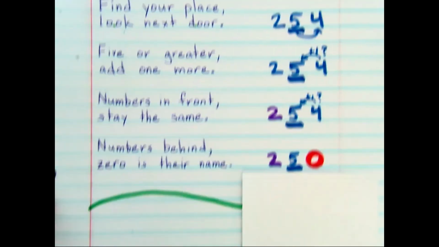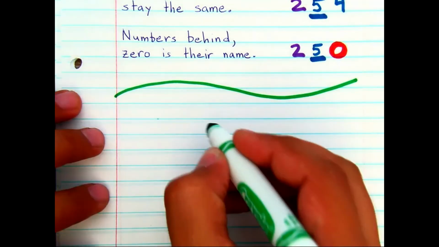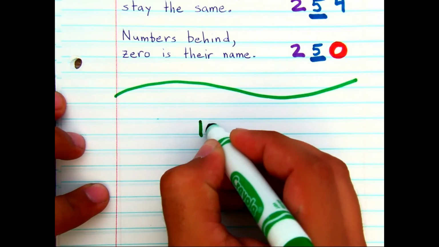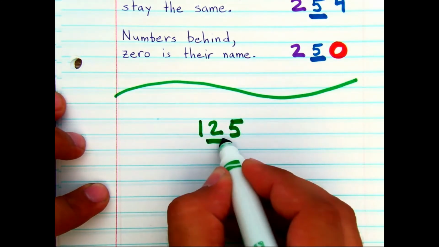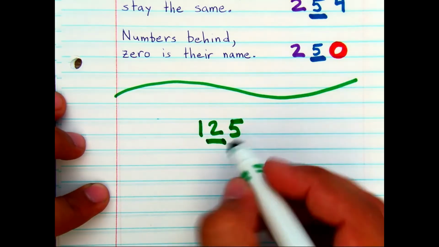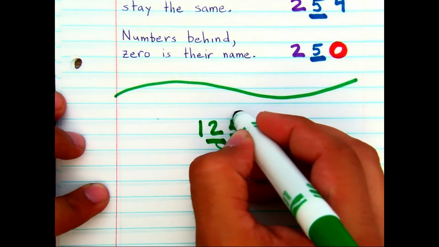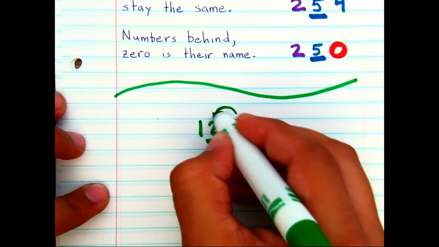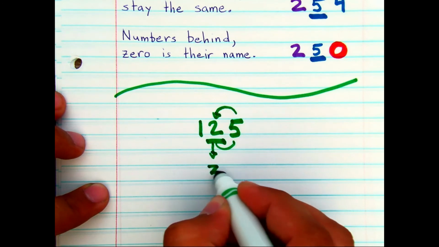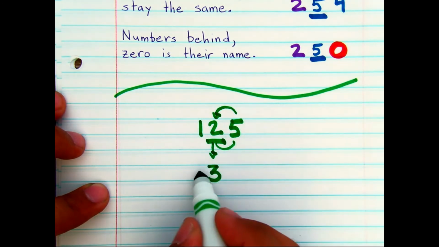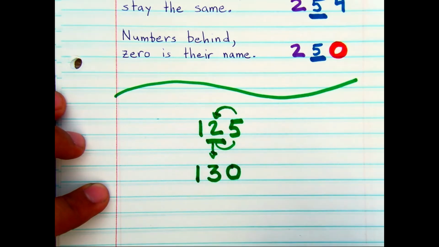Now an example of this without so many colors and so many steps, if you're rounding 125 to the tens place, then you have found your place, look next door. Is it 5 or greater? Yes. So you will add 1 more, and that becomes a 3. Numbers in front stay the same. Numbers behind, zeros their name.